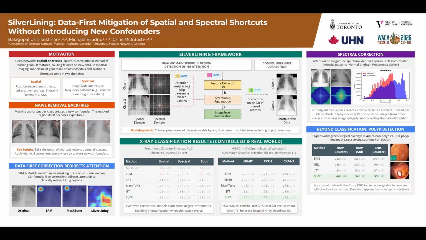SilverLining also extends well to other tasks, such as object detection. In this polyp dataset, there is a spurious negative association between polyps and the green boxes. The model learns to suppress detection when the green overlays are present. Loss-space methods such as group DRO, which were designed with classification in mind, fail to converge in this detection setting because of the complex interplay of the losses in this new setting. Because we operate on the data directly, we sidestep these issues completely.